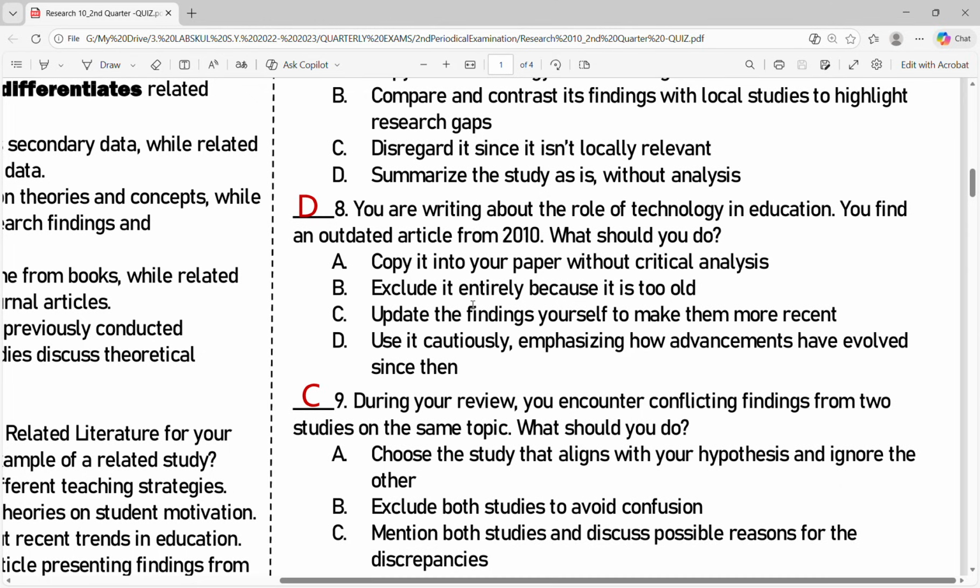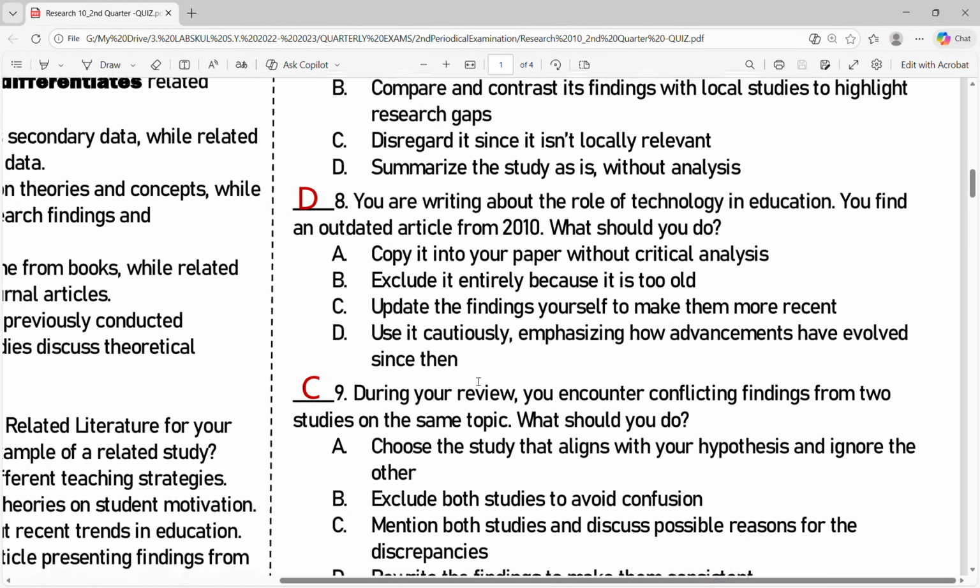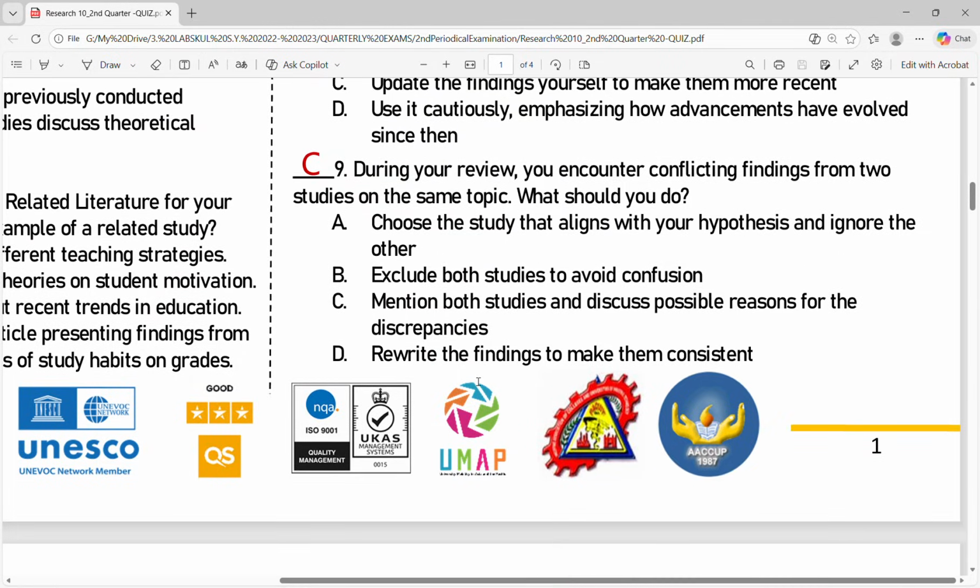But in this particular situation, you have found an outdated article from 2010. So it's not necessary that you exclude it entirely because it's too old, because you're looking at the role of technology in education. Technology evolves, and its role in education evolved from traditional one to digital one. So yes, you can use it cautiously, emphasizing how advancements have evolved since then. So the answer number 8 is letter D.